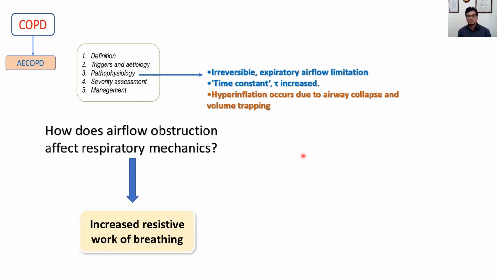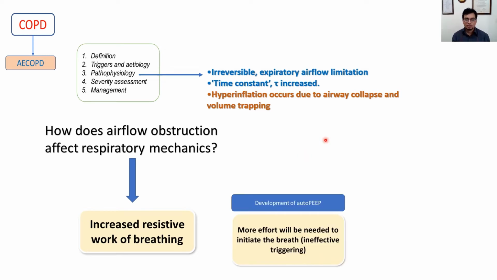So how does airflow obstruction affect the respiratory mechanics? That is a very important question people might ask you. So it increases the resistance, and increases the pressure gradient necessary to overcome the airway resistance for a given airflow, and leads to the development of auto PEEP due to hyperinflation. The development of auto PEEP dramatically increases the inspiratory trigger workload. So more effort is required to generate the inspiration.